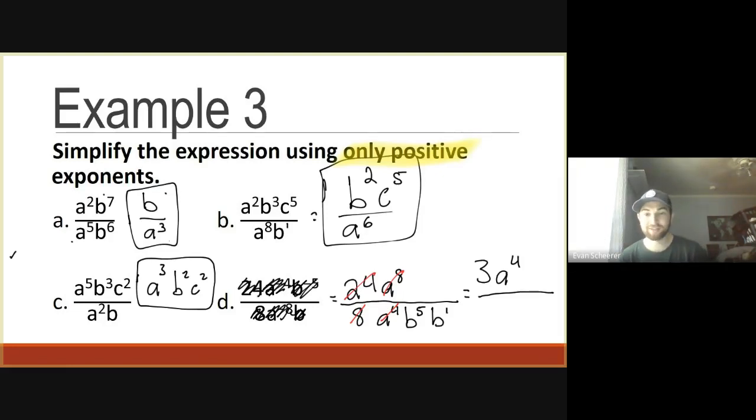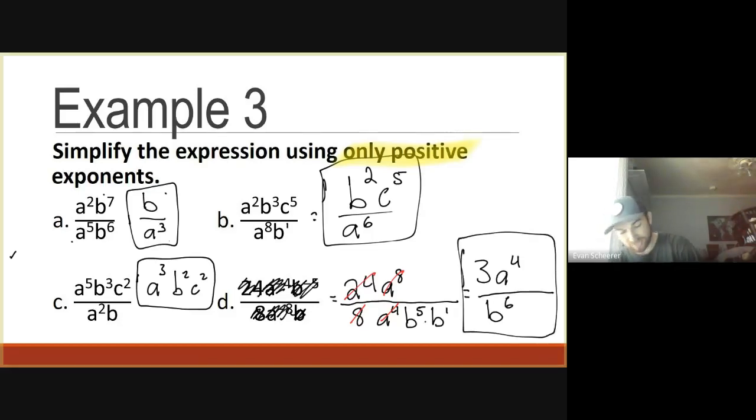Well, b to the fifth times b to the first, because remember, this is multiplication, so we need to add those exponents. There's 5 b's on the bottom. There's 1 more b on the bottom, so there's 6 b's on the bottom. So b to the sixth. We don't move it to the top. We don't do anything with the top because there are no b's on the top, and b's already positive.